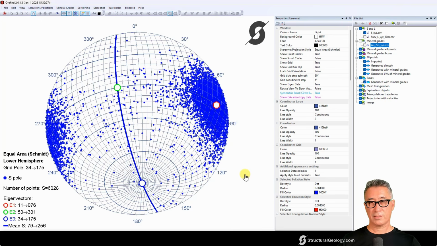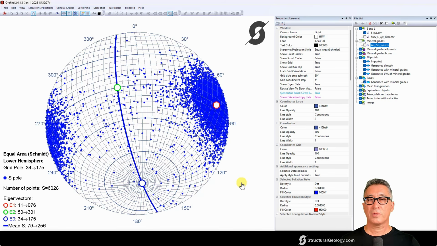So now it's rotated. So now the pole of the grid aligns with this E3 right there. And this is the average orientation of the foliation that's dipping towards the west. The strike is slightly west of north. So yeah, it aligns with the grade trend, doesn't it? Straight away, you can see that.